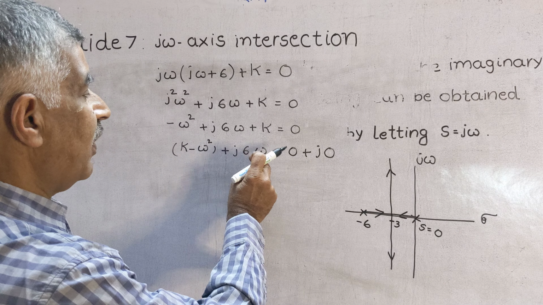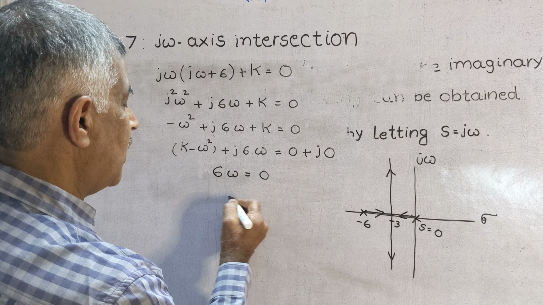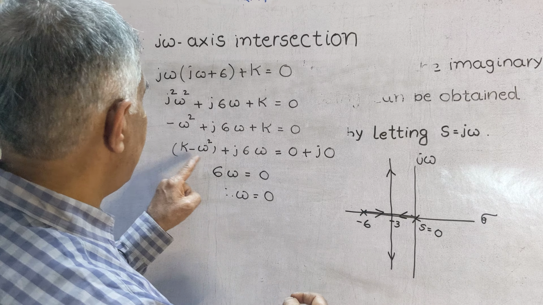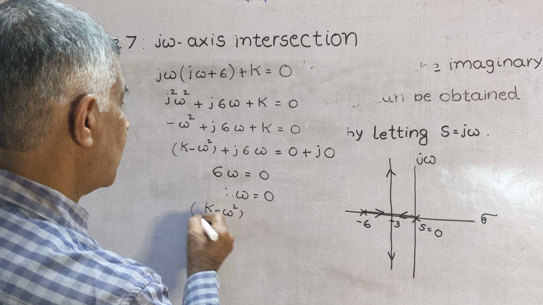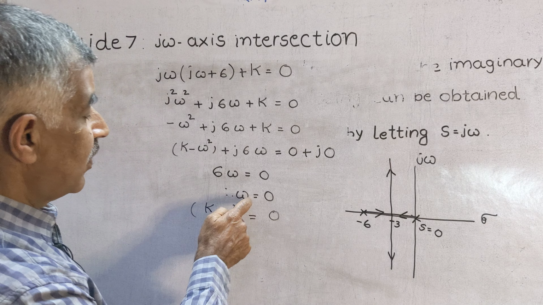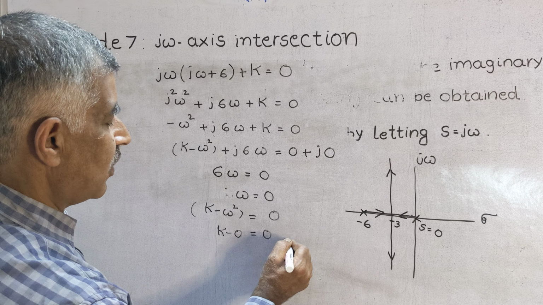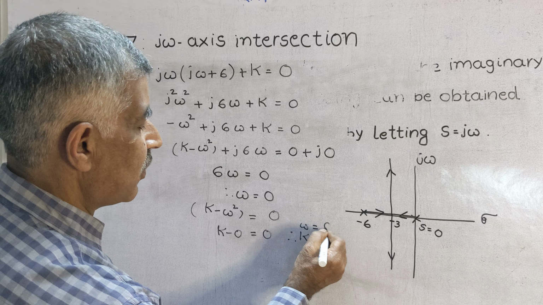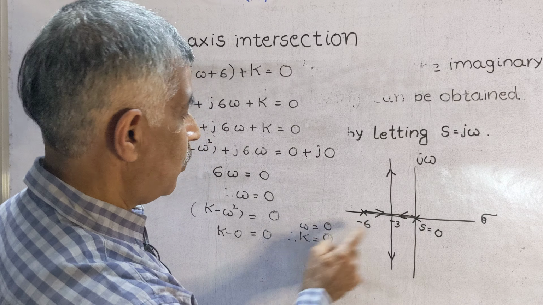So first equate the imaginary part. What is the imaginary part? 6 omega equal to 0. Therefore, omega equal to 0. And take the real part, k minus omega square equal to 0. Substitute that value of omega. So omega equal to 0 means k minus 0 equal to 0. Therefore, at k equal to 0 and omega equal to 0, there is a crossing point. So this is the crossing point.